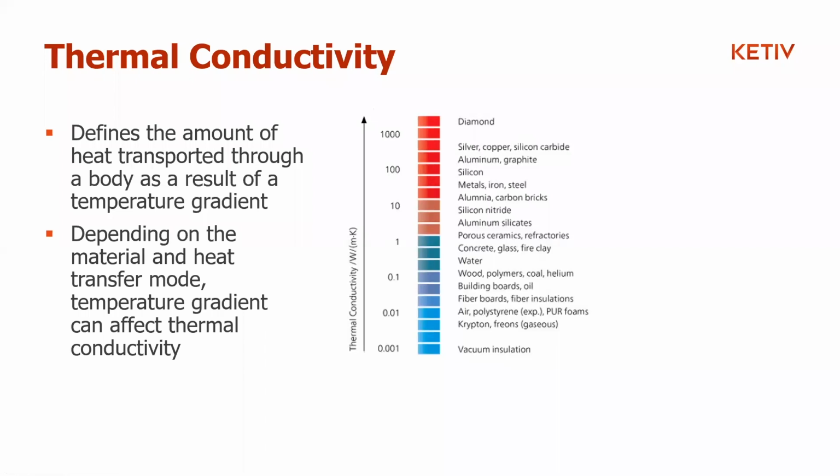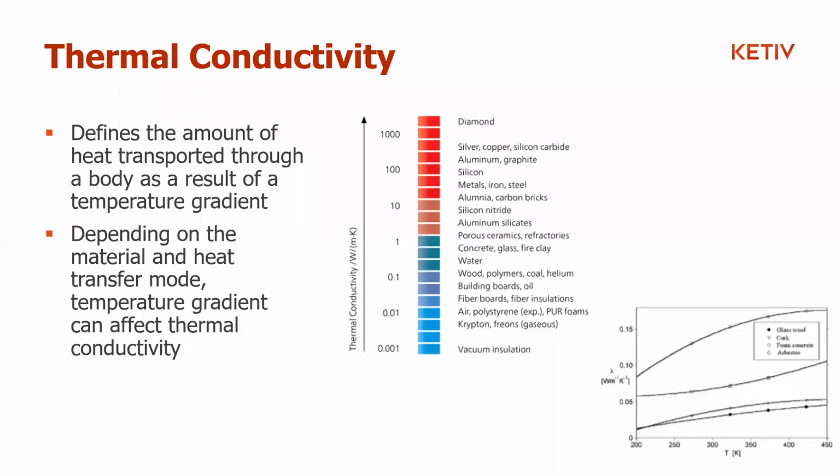Now, depending on the material and the mode of heat transfer, the actual applied temperature gradient can affect thermal conductivity itself. So the standard assumption is that thermal conductivity is a constant for a material, and if you have that number, you're good. But that's not always true. With metals, for instance, as the temperature keeps increasing, the amount of heat that it conducts actually reduces. So its conductivity reduces as the temperature keeps increasing.